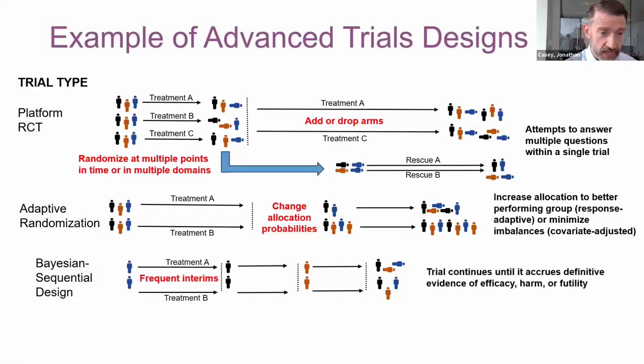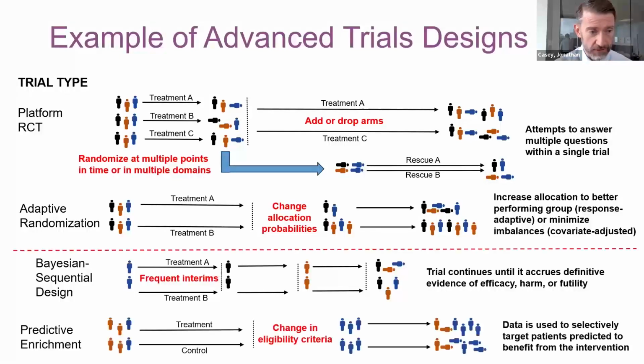In Bayesian sequential design, there are frequent interim analyses so that the trial continues until there's definitive evidence of efficacy, harm, or futility. And there are other types of adaptive trials, like trials that change their eligibility criteria to try to enrich the enrollment of patients who appear to benefit in the trial, so-called predictive enrichment. I think it's important to highlight that some of these trial structures could be done in any randomization structure, but some, like platform trials and adaptive randomization, have special needs.